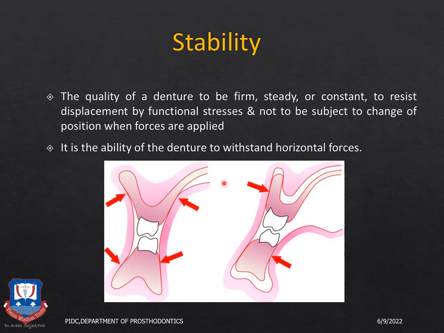And the next objective was stability. Stability is the quality of the denture to be firm or steady or constant. That is movement of the denture in the horizontal plane is called stability. The denture should be able to resist the movements, the pressure from the tongue as well as the cheek. In the cheek we have the buccinator muscle, the risorius. So all these will try to push the denture in a lingual or in a buccal direction. So this is the ability of the denture to stay stable in the horizontal plane.